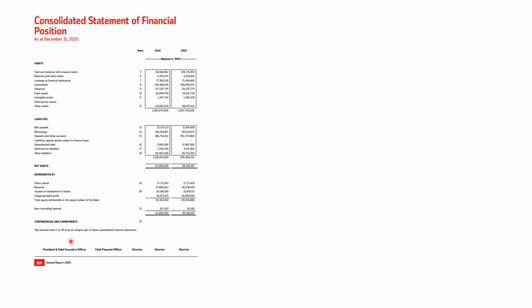On the other hand, this is the balance sheet of Bank Alfalah Limited, and we can see here that assets are reported in order of liquidity. The same way the liabilities are also reported in the decreasing order of liquidity.